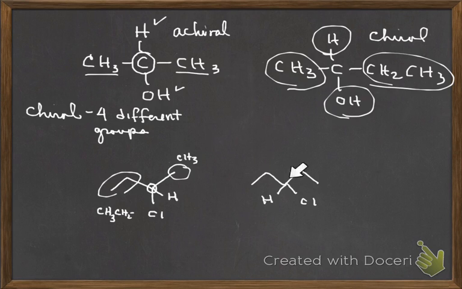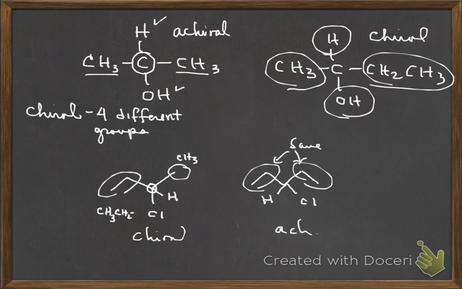So then what are these? Achiral, and this is CH2, CH3, but this is CH2, CH3. Doesn't matter what direction it's drawn, right? It's the same group. So these 2 groups are the same. That makes it achiral. And this one is chiral. 4 different groups. And again, the underlying groups here are the same.